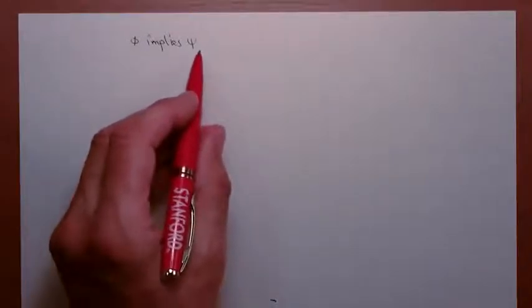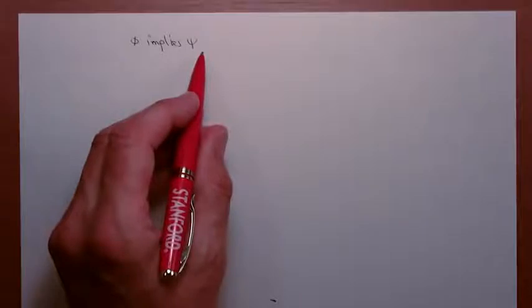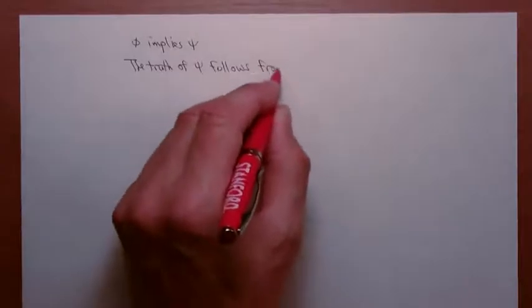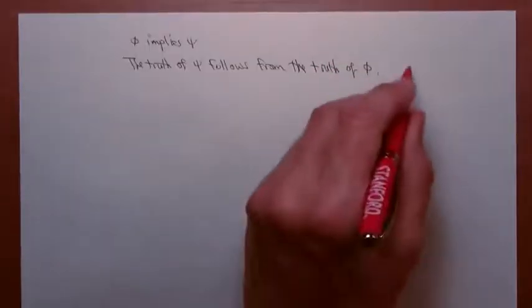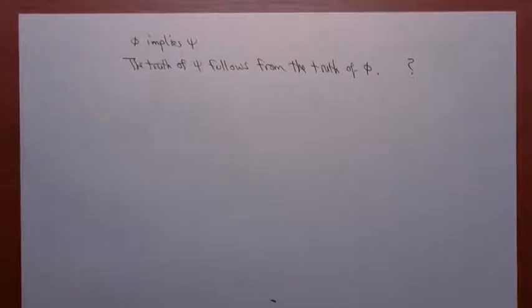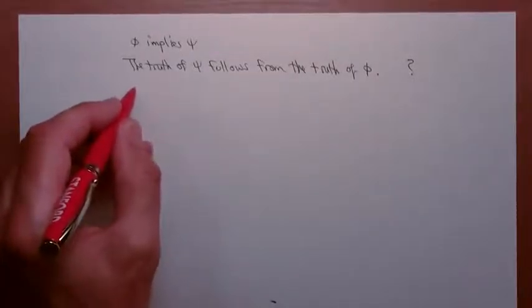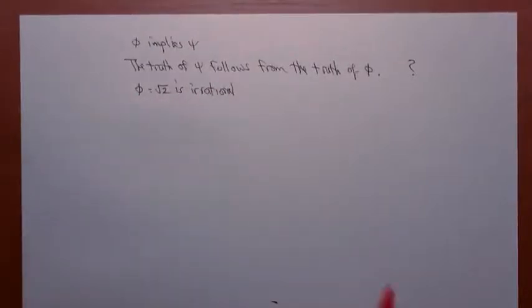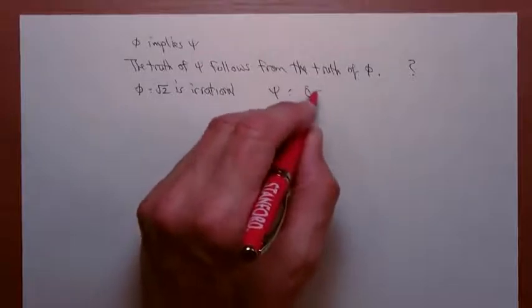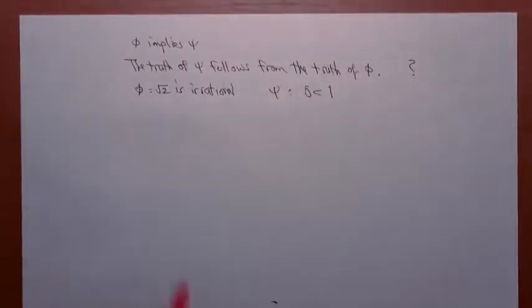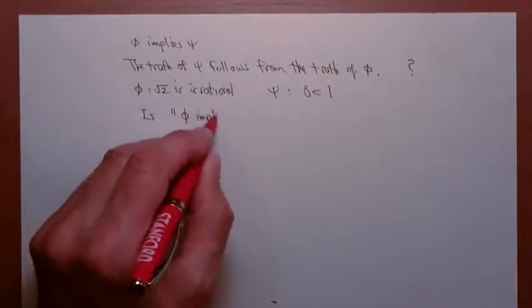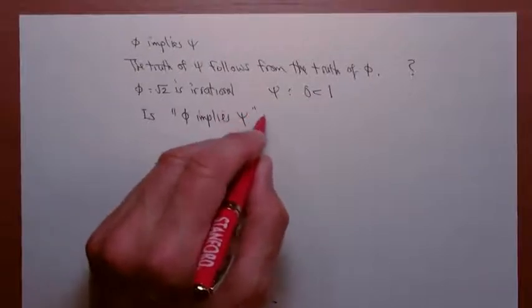Well, the obvious answer is to say that phi implies psi if the truth of psi follows from the truth of phi. But is that what we want? Well, let me give you an example. Let phi be the statement root 2 is irrational. And let psi be the statement 0 is less than 1. And let's ask ourselves, is the statement phi implies psi true?